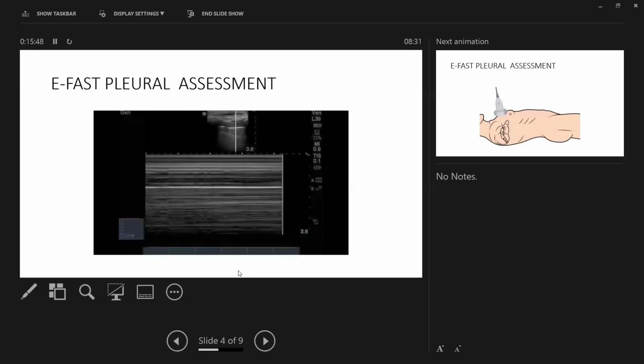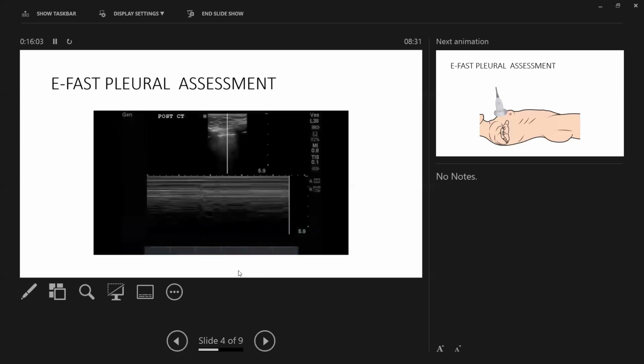If we were to drop the M mode spike through that, you see the linear pattern of no movement in the chest wall, pleural line, and a matched view of no movement below the pleural line, showing you the absence of lung sliding and a pneumothorax, also referred to as the stratosphere sign. Here's another example of pneumothorax. You can see the pleural line. There is a little blip where the chest wall is moving, causing movement throughout the field and not just in the lung.